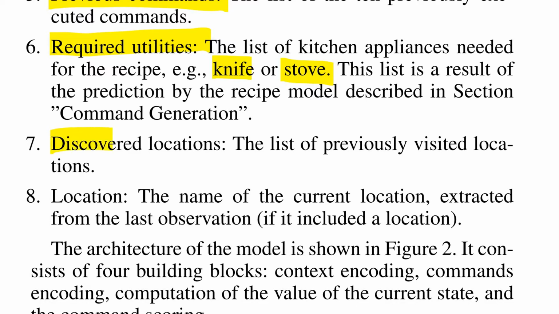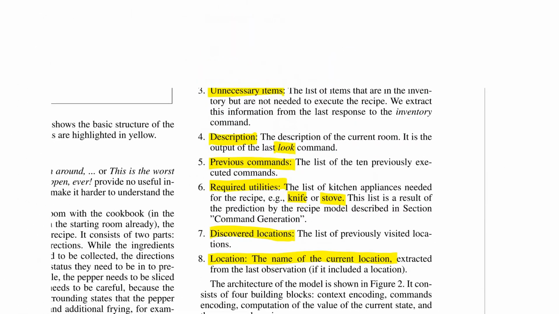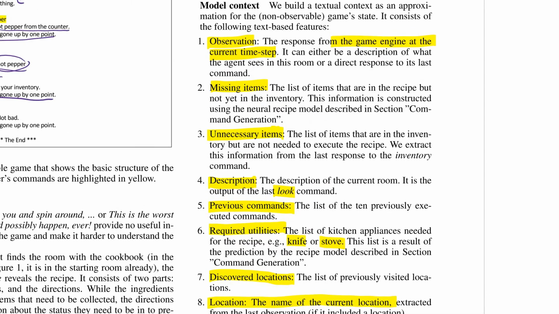Discovered locations. As I said, there are different rooms. You actually don't know what rooms there are before you go in there. So before you go through a door, you reach another room. The list of previously discovered and visited locations is there, and then the name of the current location is also there. So these are 8 things that make up the current observation.